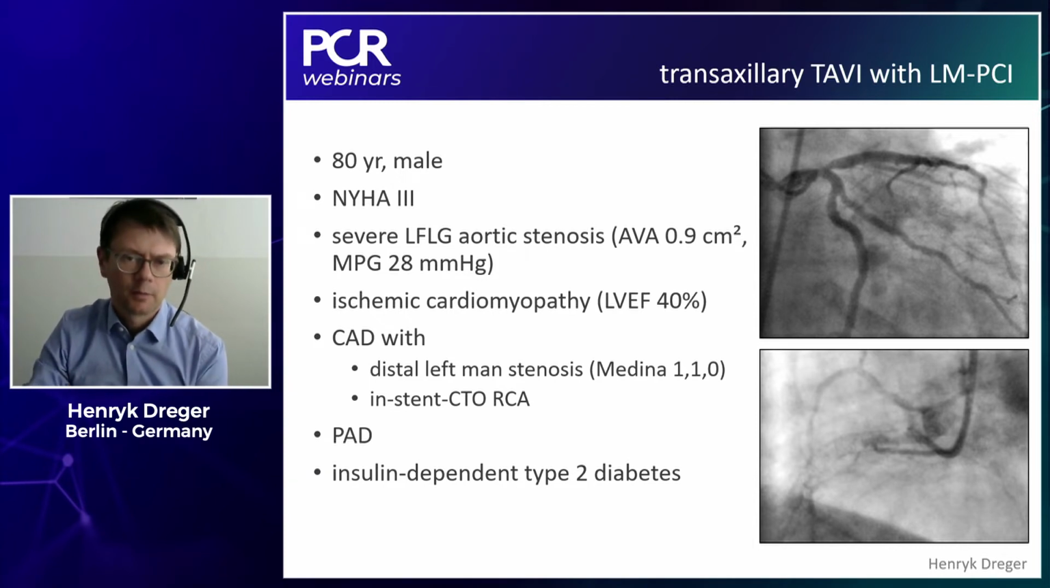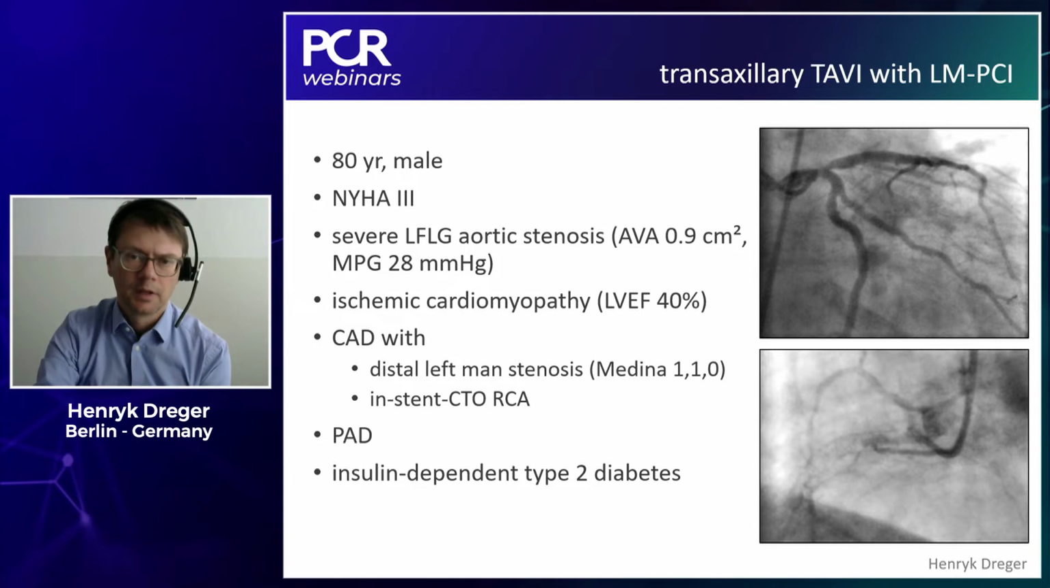In his workup leading to the TAVI procedure, we saw distal left main stenosis of Medina class 110, so there was an involvement of the ostium of the left anterior descending. And he also had a chronic occlusion of the right coronary artery. And more importantly, for the TAVI situation, he was also a patient with peripheral artery disease, and he was also a patient with diabetes.